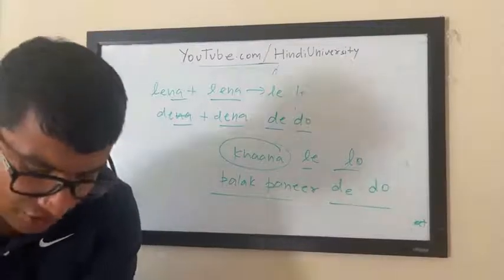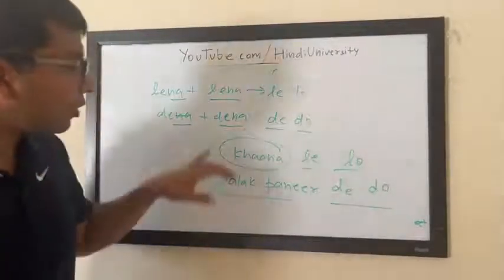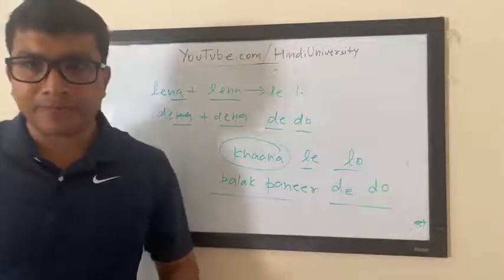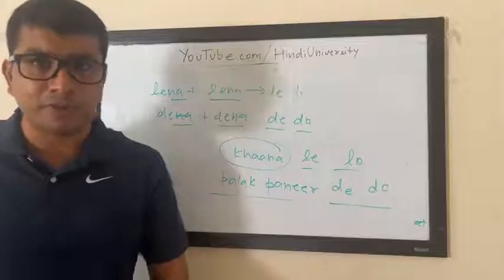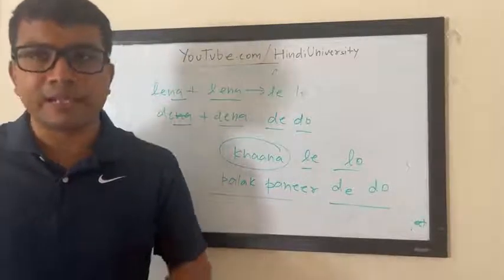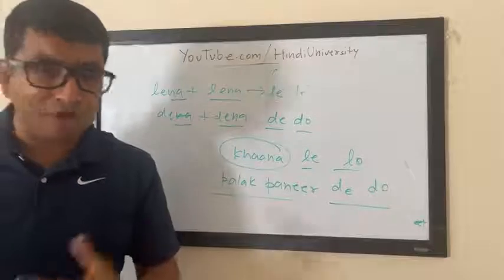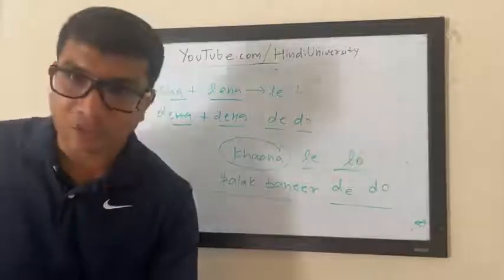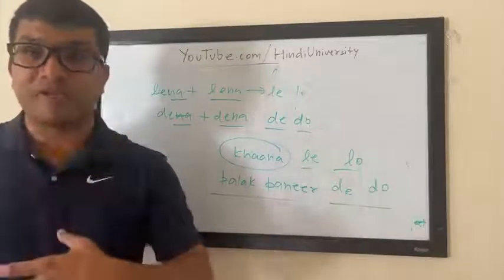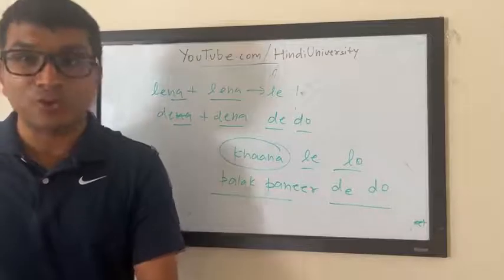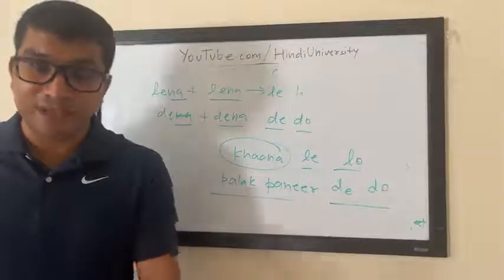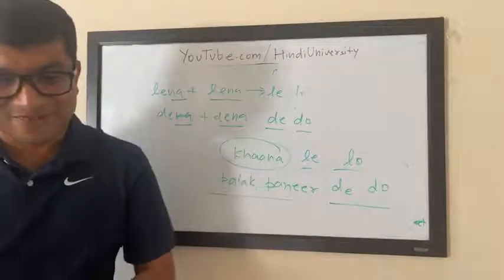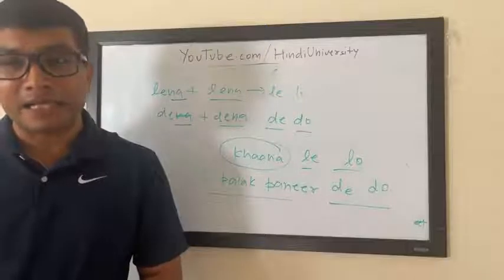I still have it. I couldn't finish it, but not all the verbs can be used with both Lena and Dena. So I deliberately chose some of the common verbs that can be used with both Lena and Dena. Some of them can only be used with Lena, some only with Dena, right? Like pehen lo, like kapde, to wear the clothes, pehen lo. I'm not going to say kapde pehen do, right? So pehen lo is you're telling someone to wear the clothes for the benefit of themselves. So some of them will only be taking Lena.